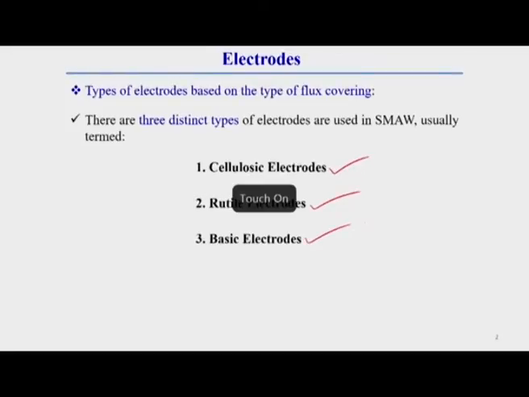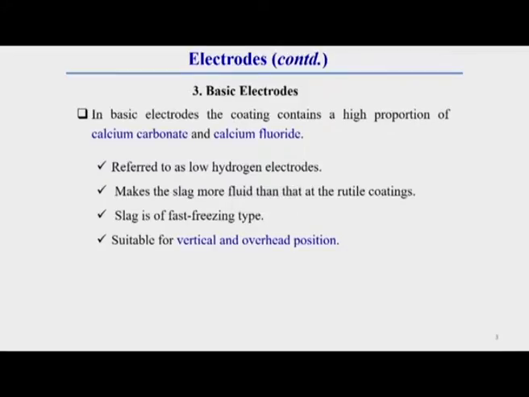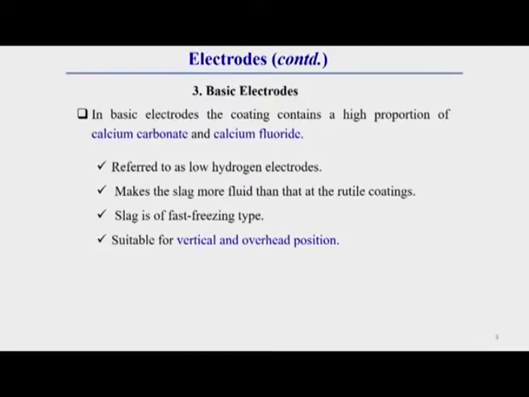This electrode generally contains calcium carbonate and calcium fluoride, these two components present in the flux constituents. Due to these two components, it has some very good properties which I will discuss subsequently. This electrode does not have hydrogen generation. That is why it is referred to as low hydrogen electrode. This is the main characteristic of this electrode.